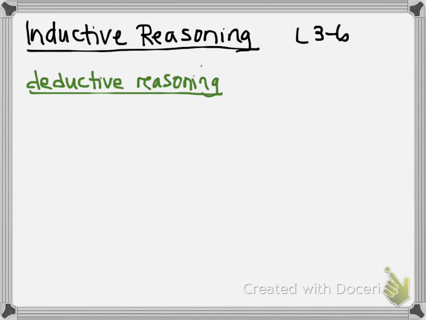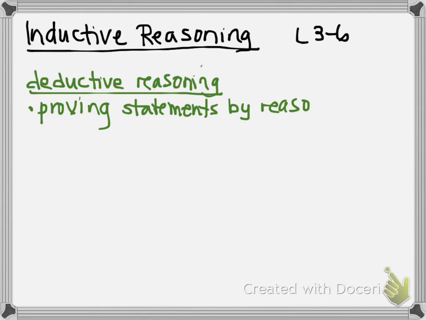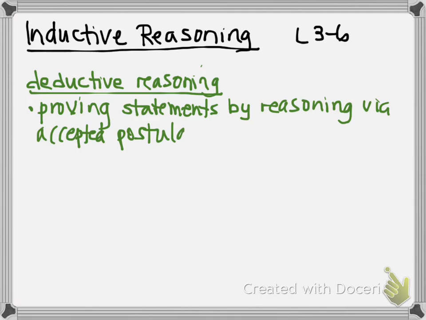So deductive reasoning is proving statements by reasoning via accepted postulates. Now, the reason why I use the word accepted with the postulates is that some people kind of create their own ideas and then say, oh, that should be a postulate. I get that one all the time. Whoa, we should make that a postulate. That way I don't have to write stuff out. We should give it a name, and then I don't have to write anything.